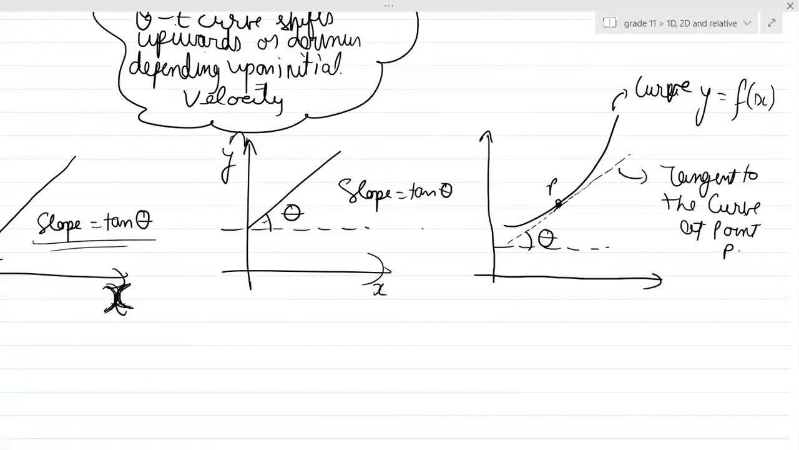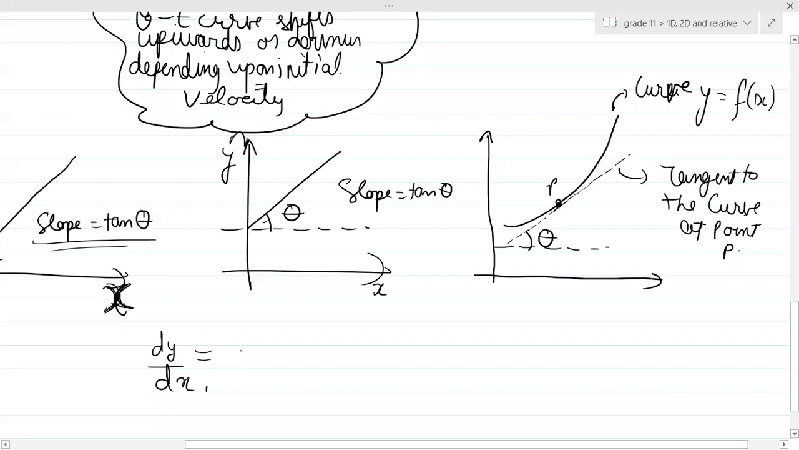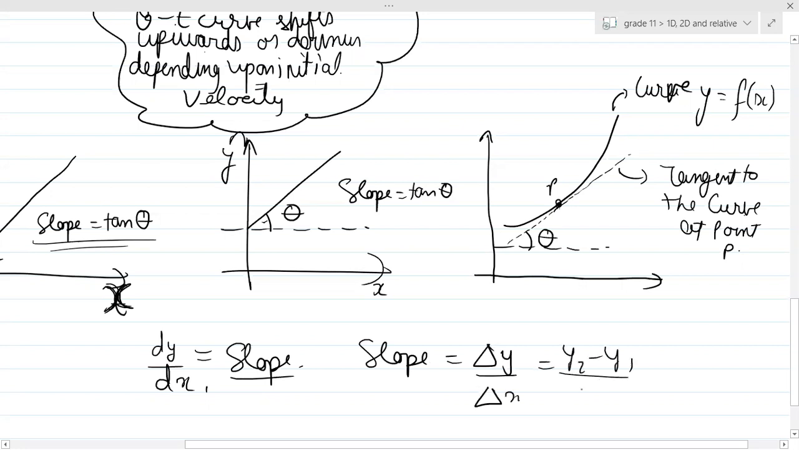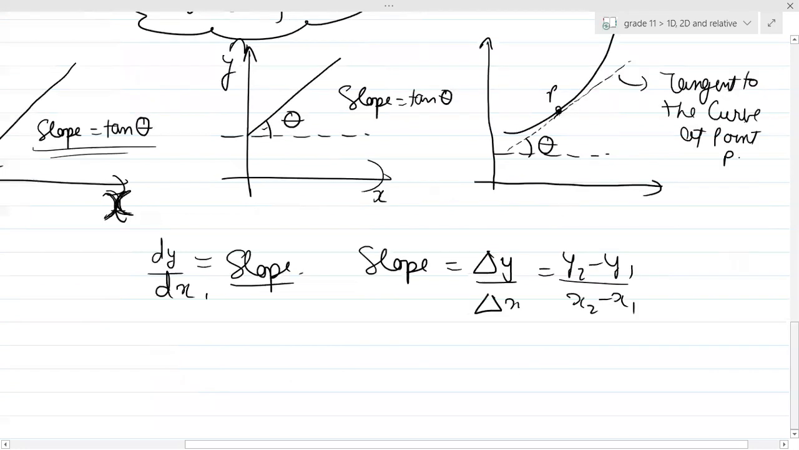So this is how you calculate the slope. By the way, do you remember that term dy by dx? Do you remember this dy by dx? Yes. The graphical meaning of dy by dx is basically slope. So slope, which you write as delta y by delta x, is basically y2 minus y1 upon x2 minus x1. So, sir, on the slope, where is y1, y2?